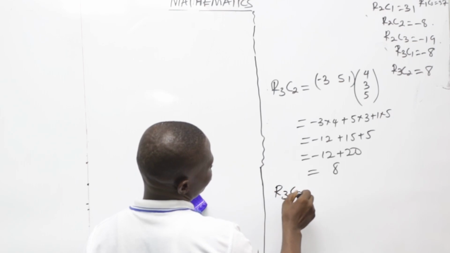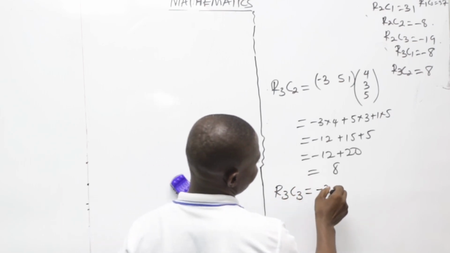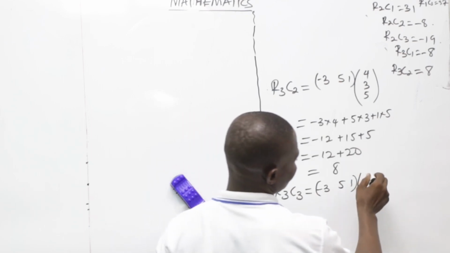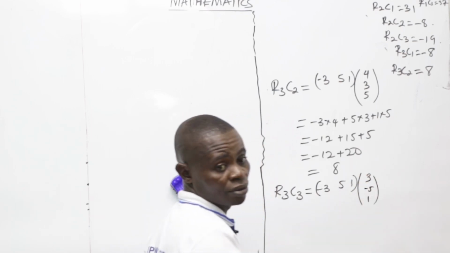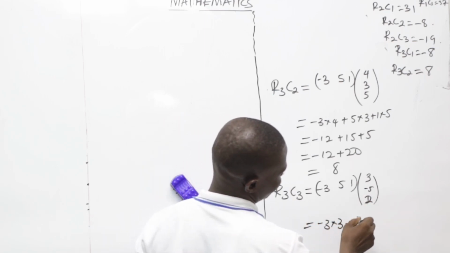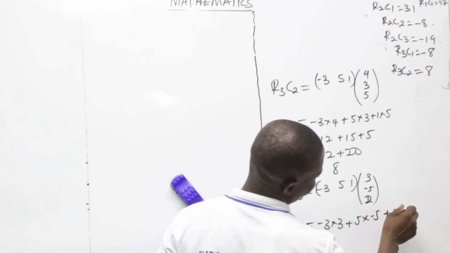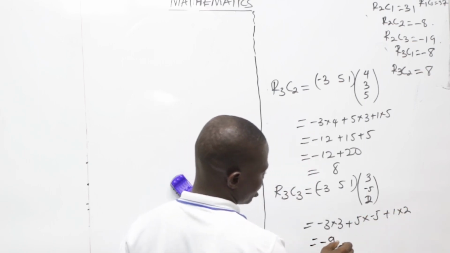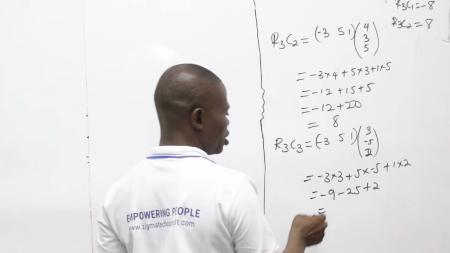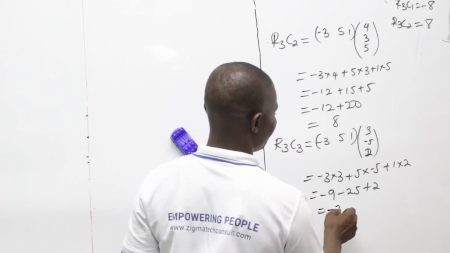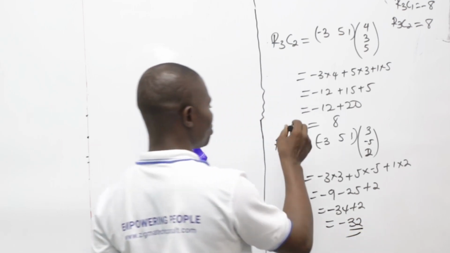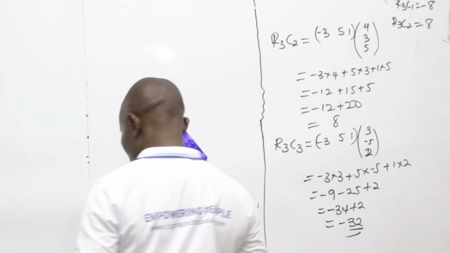Row 3, column 3 equals minus 3, 5, 1. Column 3 equals 3, minus 5 and 2, to give us minus 3 times 3 plus 5 times minus 5 plus 1 times 2, to give us minus 9 minus 25 plus 2, to give us what? This is minus 34 plus 2, to give us minus 32. That is, row 3, column 3 is minus 32.